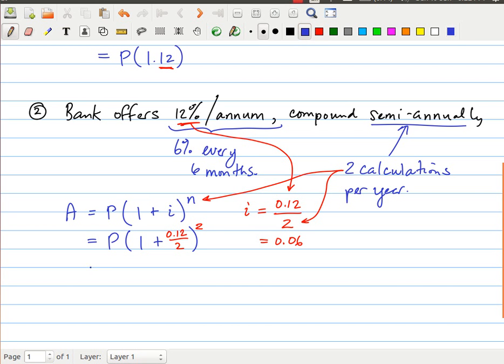And so when I actually determine what this is, so 1 plus 0.06, you know what, let's just go ahead and leave it in that form. And then when I do my calculation, I end up with 1.06 squared, and that works out to be 1.1236.